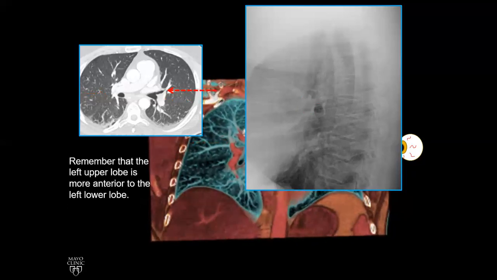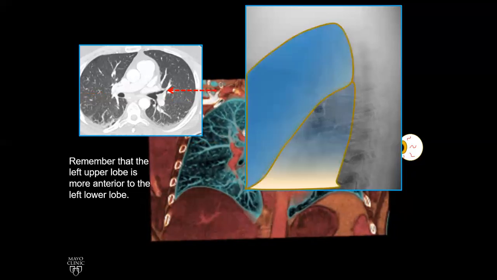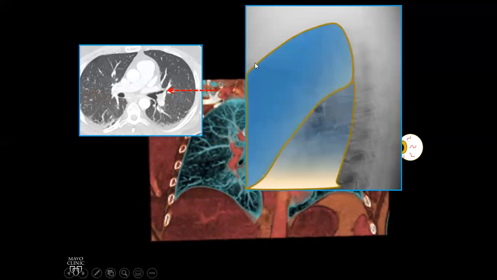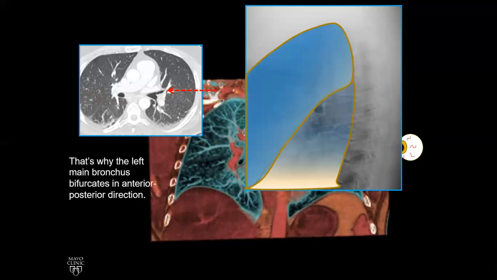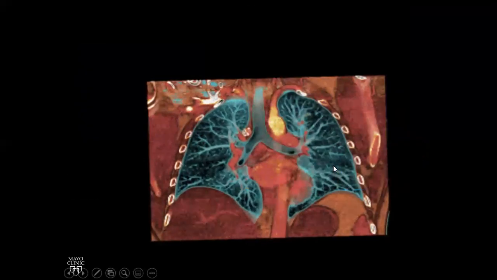And remember that the left upper lobe is more anterior to the left lower lobe, and so its bronchus is going to be more anterior. This is supposed to be the left upper lobe and the left lower lobe overlaid on the chest X-ray in this patient. That's why the left main bifurcates anterior-posterior. So you can think that's why the left upper lobe bronchus is anterior, and the left upper lobe is more anterior and the left lower lobe is more posterior.